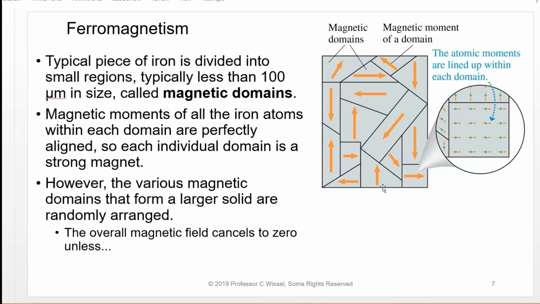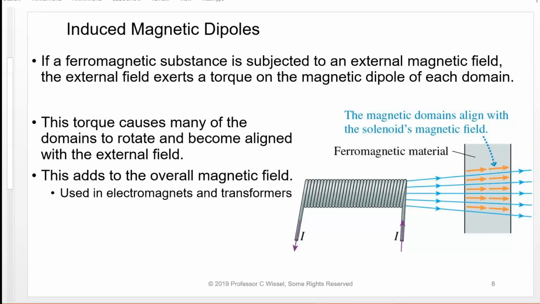Now, these all cancel out because they're randomly arranged, so the overall magnetic field cancels to zero unless you do something like this. If a ferromagnetic substance is subjected to an external magnetic field, the external field will exert a torque on the magnetic dipole of each domain. This torque will eventually cause many of the domains to rotate and become aligned with the external field. This adds to the overall magnetic field. And this effect is used in making electromagnets, transformers. It's used in making magnets.